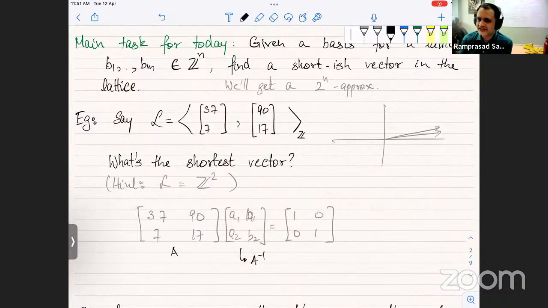Now you ask yourself, when will it be the case that you have a lattice, and therefore you can just list down the vectors and put them in a matrix and call it some matrix A? When will its inverse also be an integer matrix? That is, we are asking, when is the inverse of A an integer matrix?